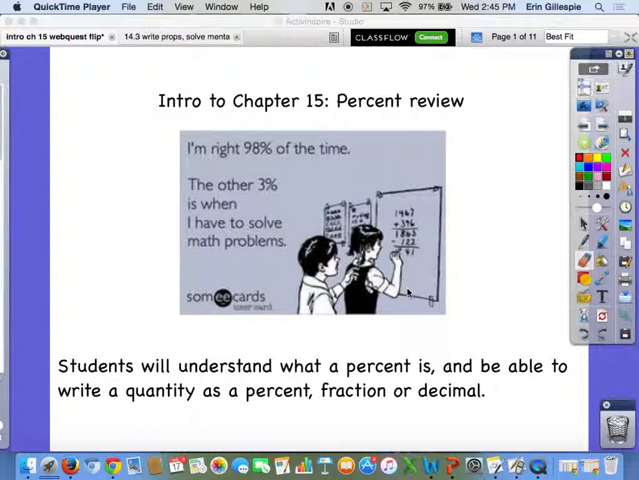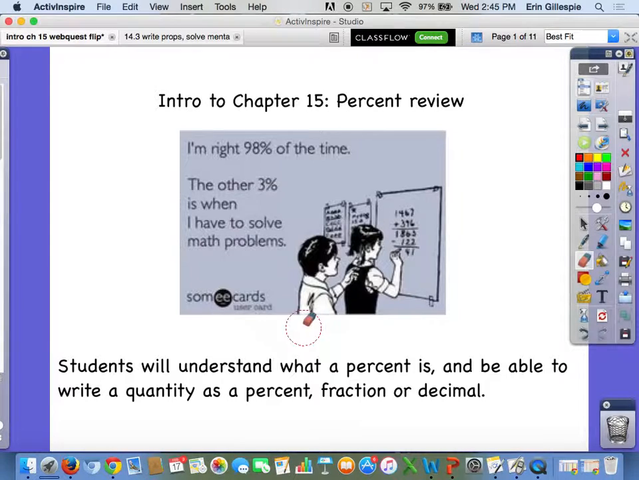Okay, so this is the video that you guys are going to watch to remind yourselves basically of how to do all the percent things we've learned in the last few chapters, Chapter 5 and Chapter 14. This is going to help us skip over 15.1 in Chapter 15 because you shouldn't really need to do it because it's basically just a review of all that stuff.